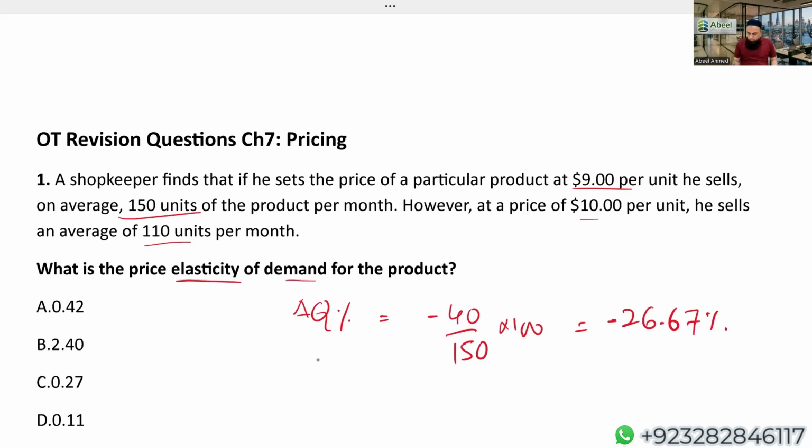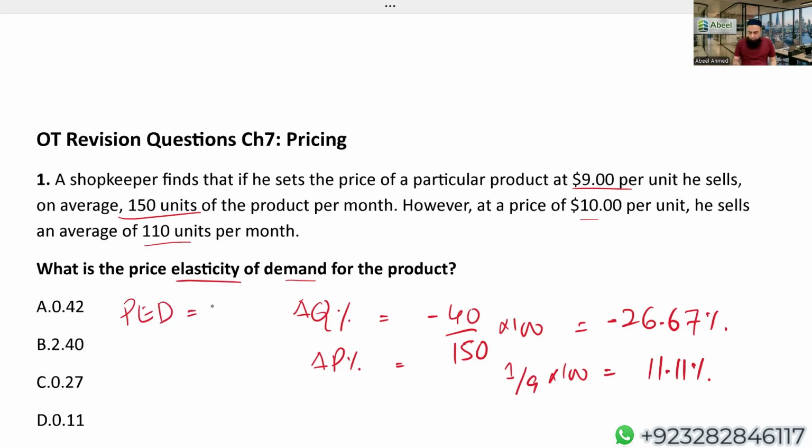Now let's talk about the change in price. From $9, we are coming to $10. So the change in price is 1, a positive change, divided by 9 into 100. So 1 upon 9 into 100. Students, I'm getting 11.11%. So here comes PED.